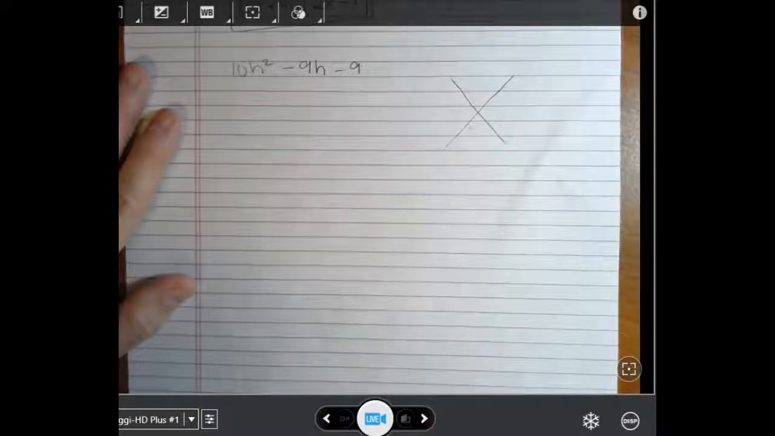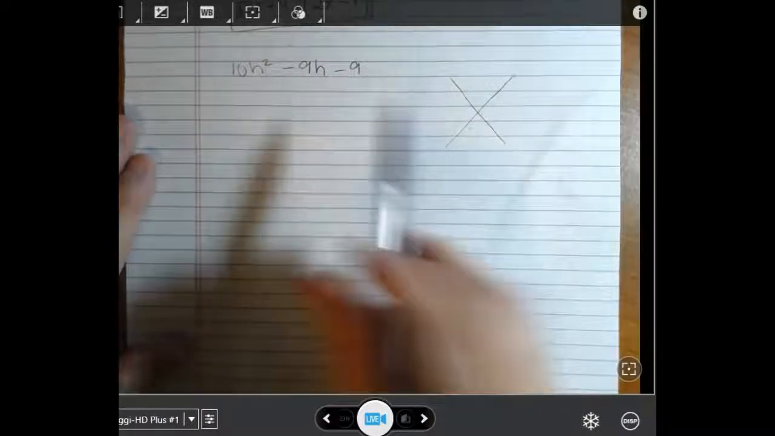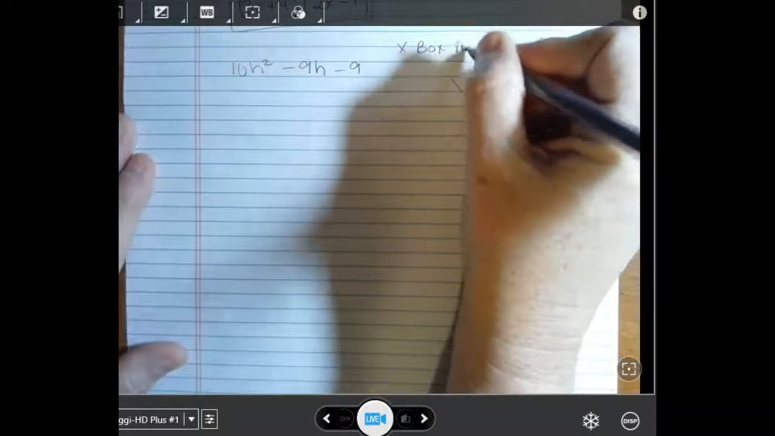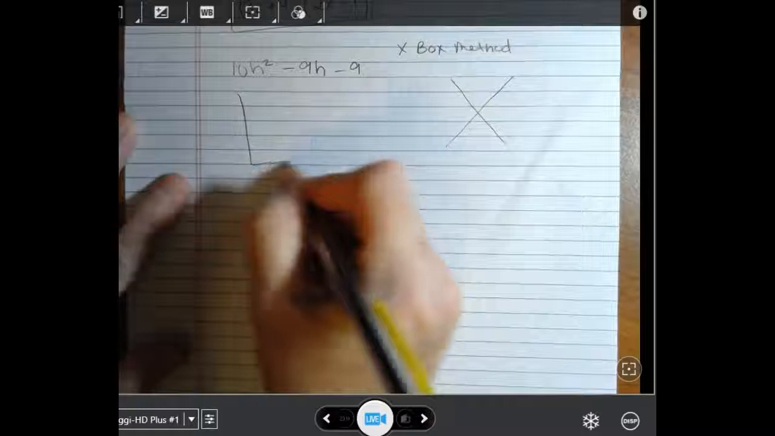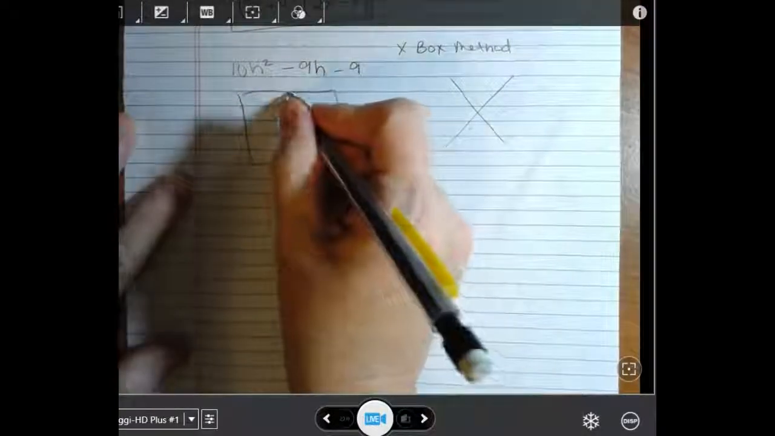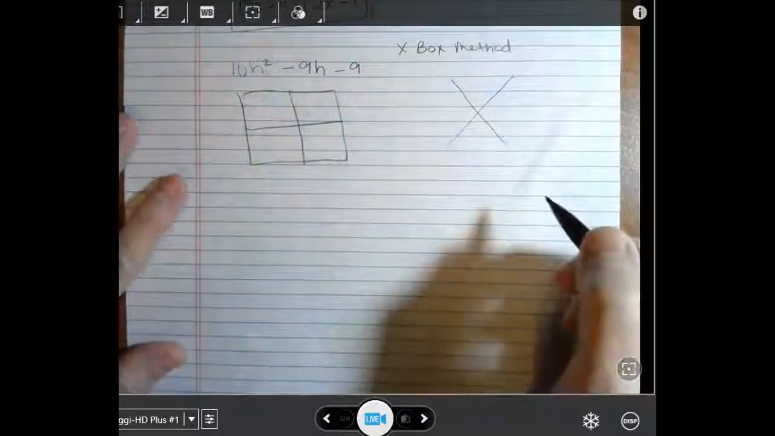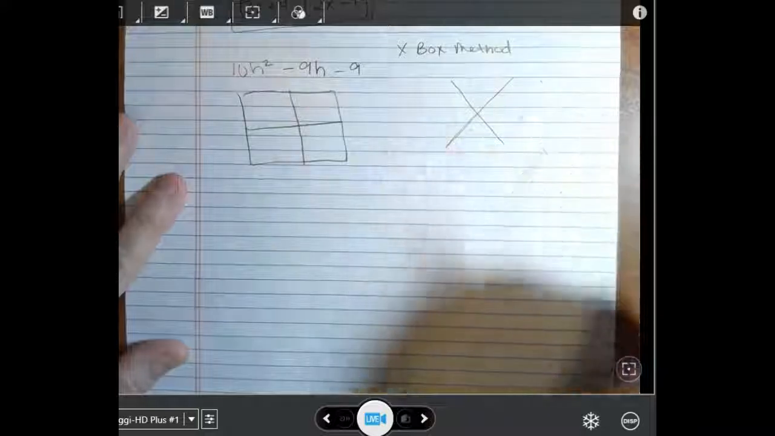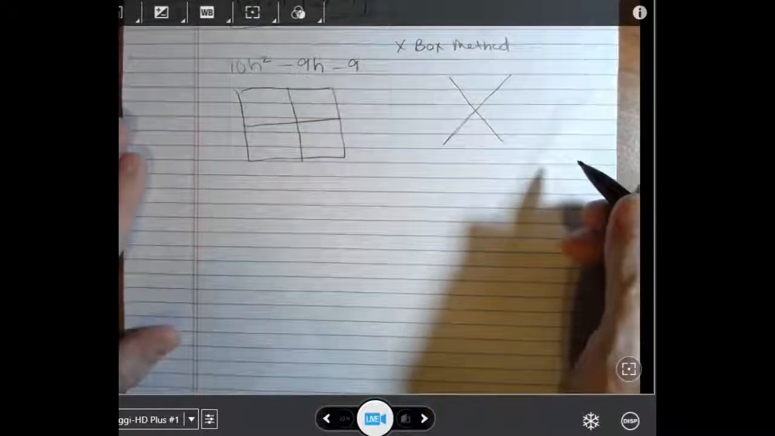We're going to look at factoring 10h squared minus 9h minus 9, and we're going to use what's called the x box method. So I'm going to have an x and a box that we'll use. Now if you know how to factor, there are lots of different methods. You can Google and find lots of different ways. I just suggest finding one that you understand and can do.